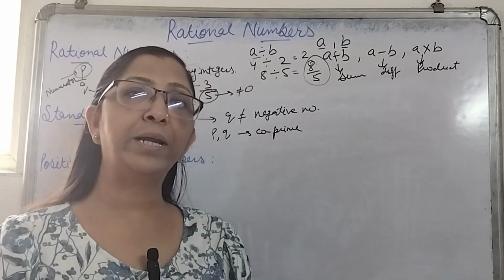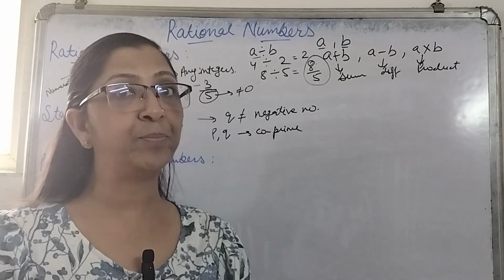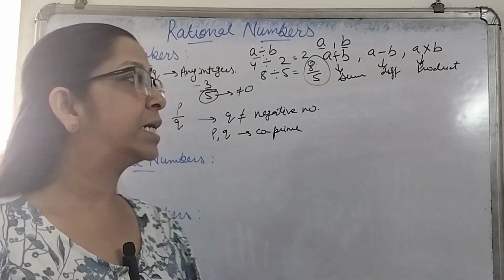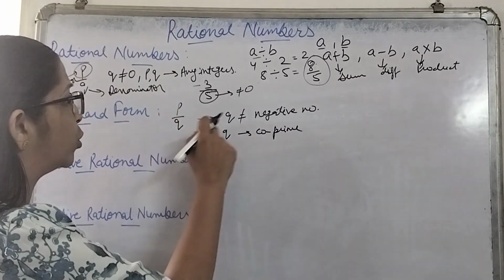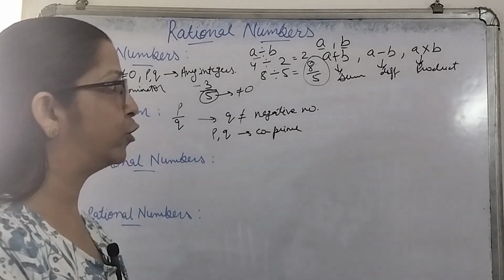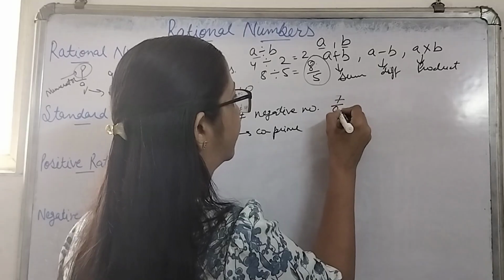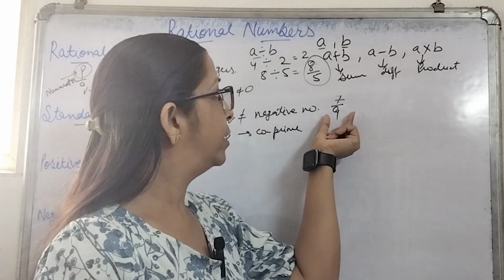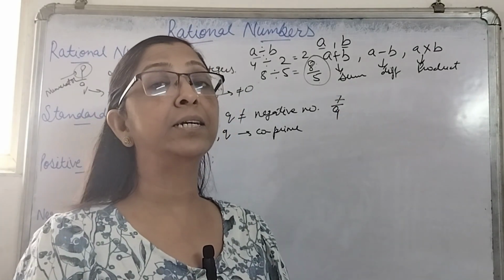So what is the meaning of co-prime? That means they should not have any other common factor except 1. They should not be divisible by any other number except 1, or we can say the HCF of p and q should be 1. If these two conditions are fulfilled, then we will be saying that the given number is in its standard form. Suppose I am going to take an example, say 7 upon 9. In the case of 7 upon 9, your denominator 9 is positive. Along with that, 7 and 9 do not have any other common factor except 1.